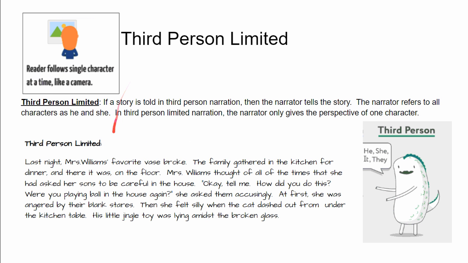Third person limited is when a narrator is telling the story, but we're limited to hearing the story from one character's perspective. So we're back to the cat story. And think about whose point of view are we hearing this from?